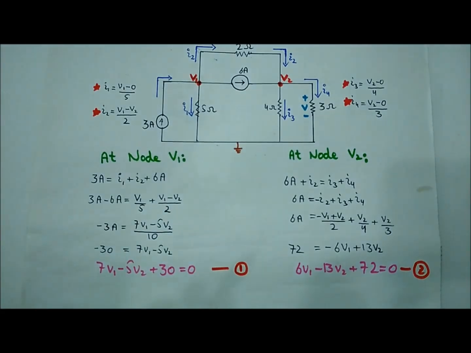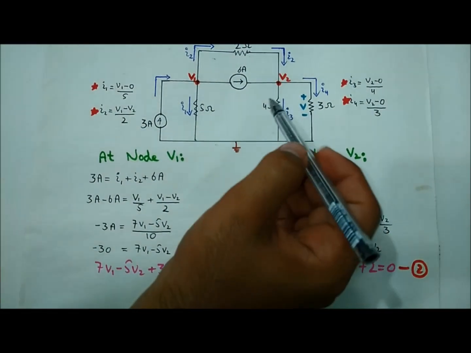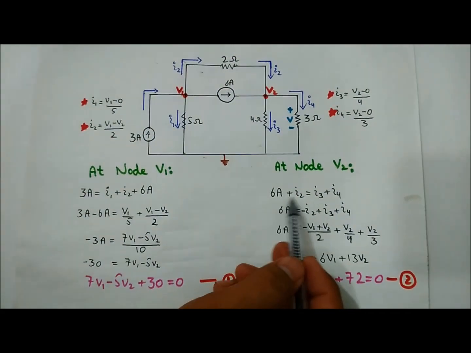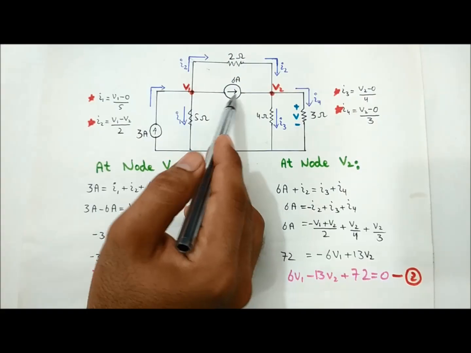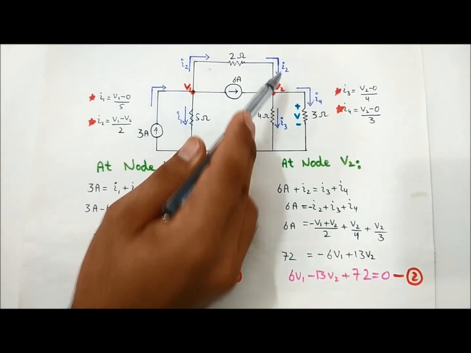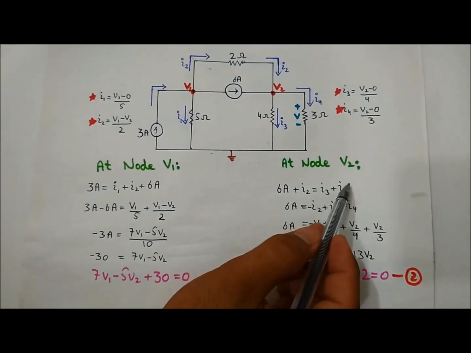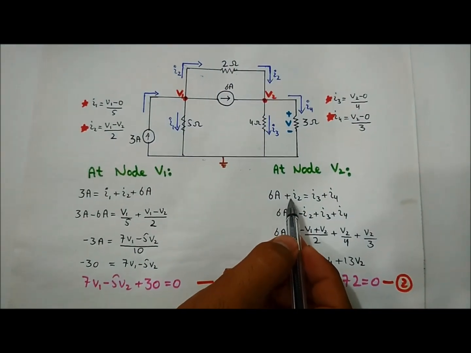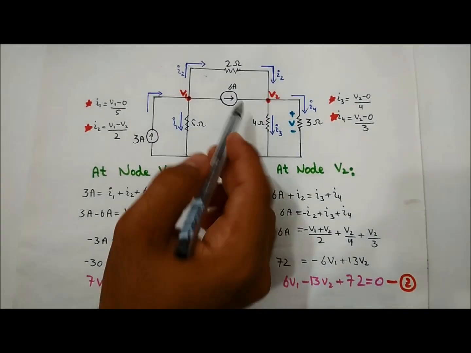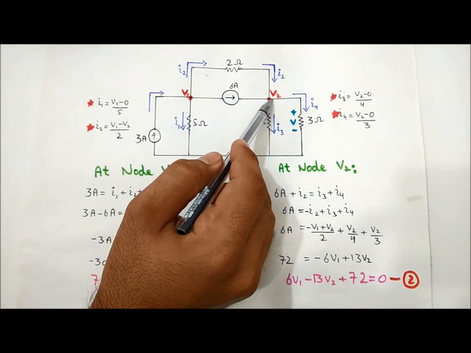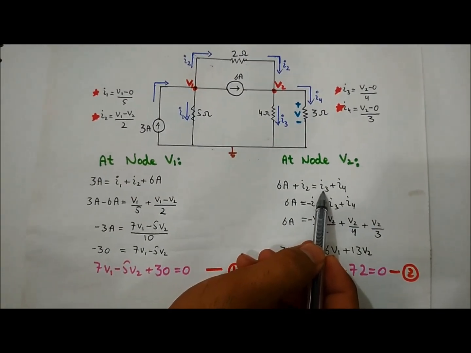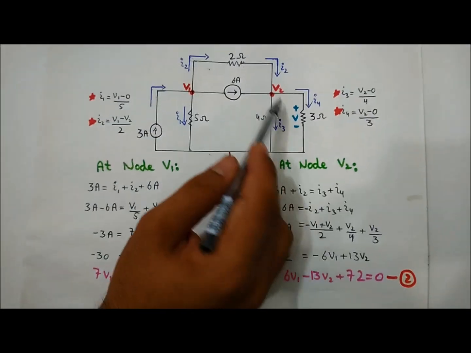Now on the other side, by applying KCL on node V2, I have written the current entering the node on the left side of the equation, that is 6 ampere plus I2, and the current leaving the node on the right side of the equation, that is I3 plus I4.